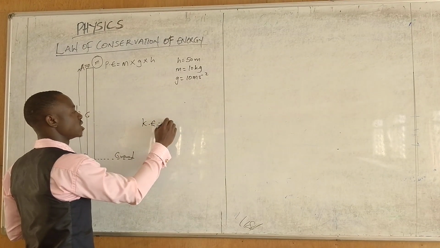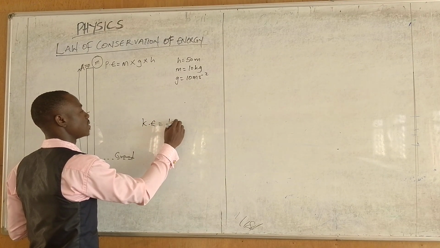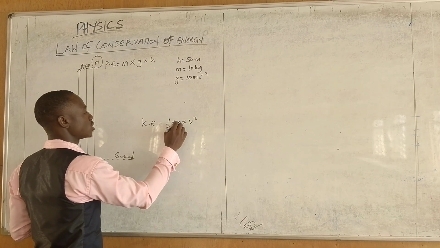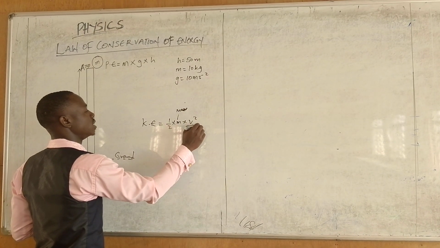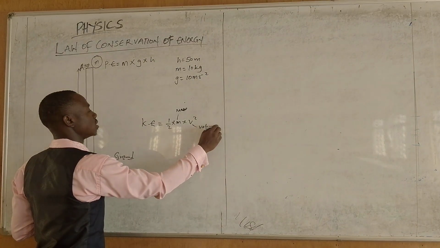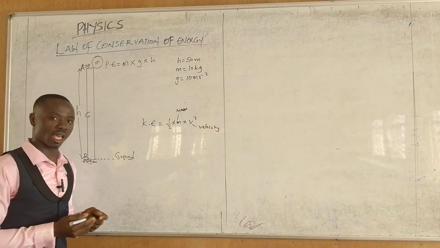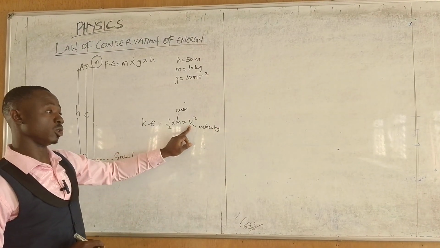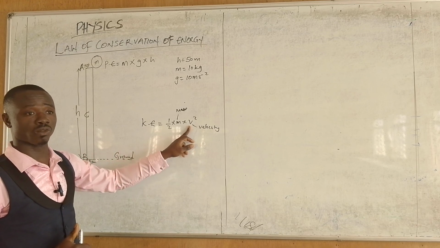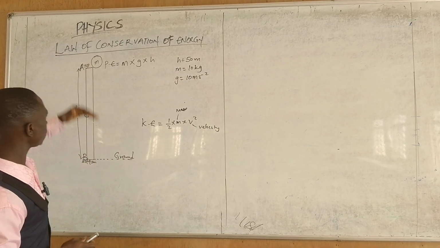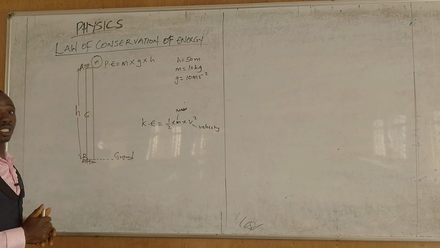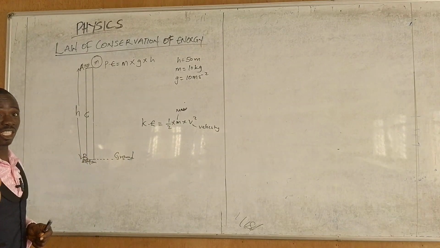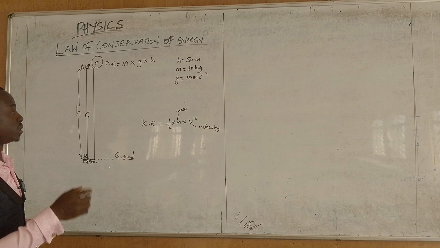KE, which is kinetic energy, is equal to half times m times v squared, where m is the mass of the body and v is the velocity or the speed of the body. So you can see that kinetic energy depends massively on the velocity of the body, on the speed. Now, since this body is already going down, it possesses kinetic energy because it already has speed.